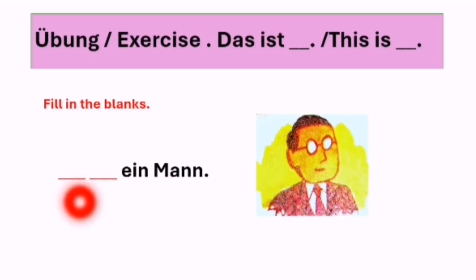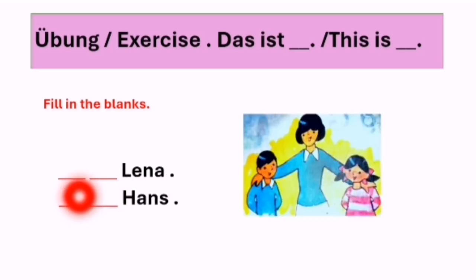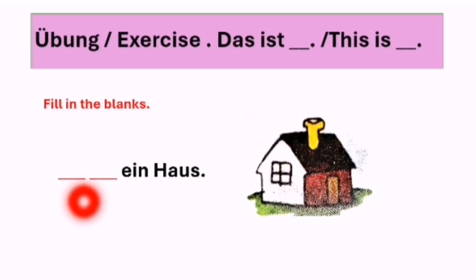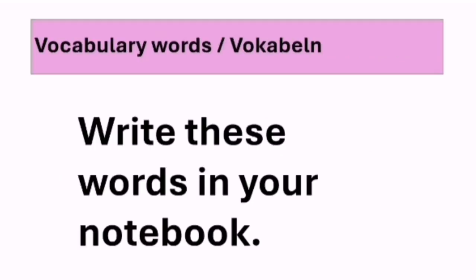Now this one. This is a man. Now you should write in German, okay? So, she is Lena. You should write in German. He is, no, this is Lena. And this is Hans. You should write in German. This is a picture. You should write in German in your notebook. This is a house. You should write in German in your notebook.